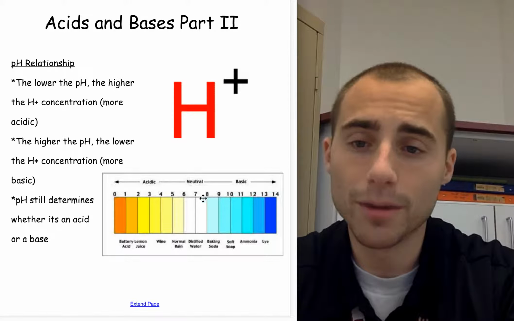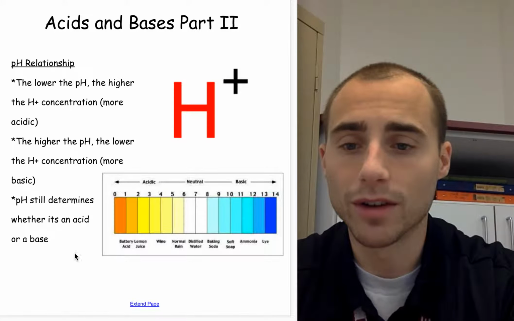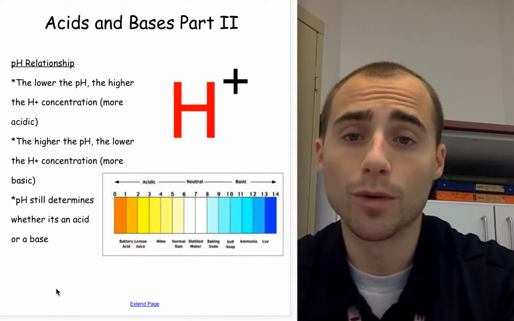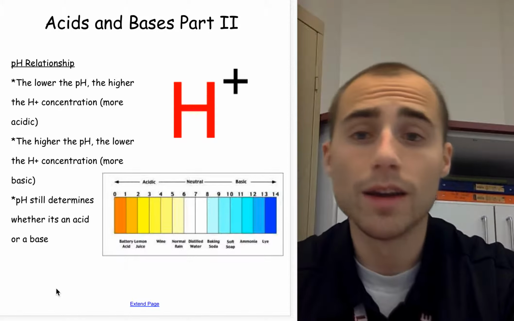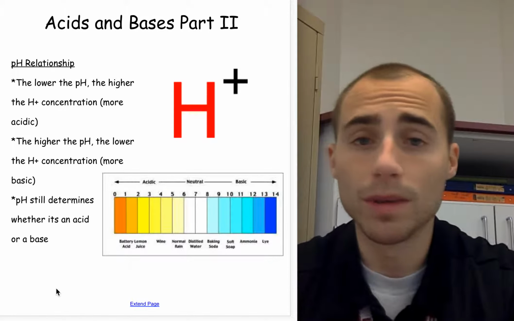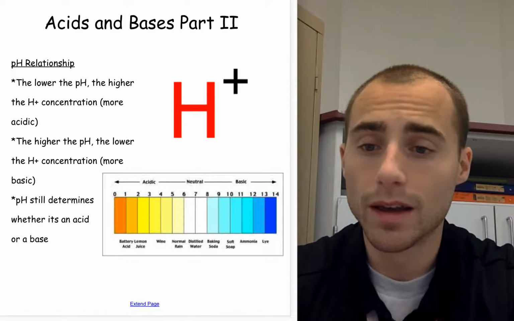So therefore, the higher the pH, as we get up here, the lower the H plus concentration. And like I said in the last slide, pH still determines whether it's an acid or a base. So even when we're using that equation, pH plus pOH equals 14, always look to the pH to determine whether or not it is an acid or a base.